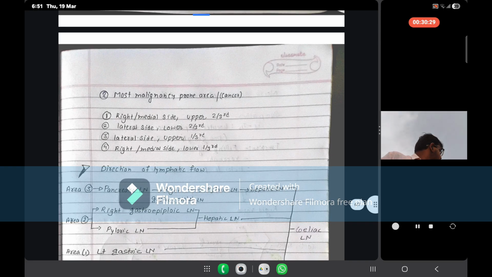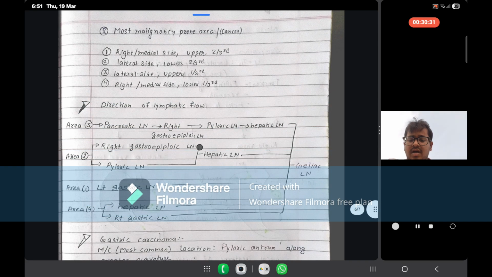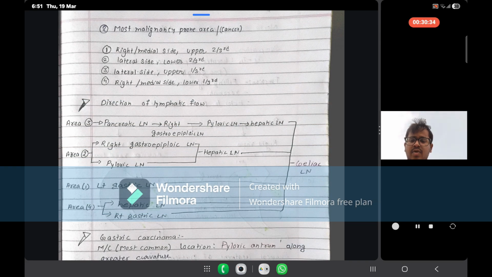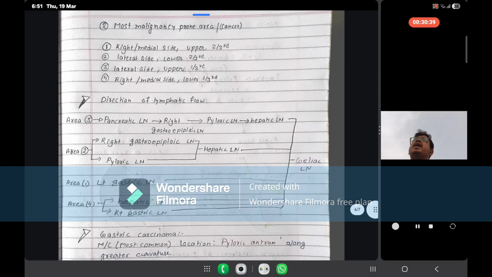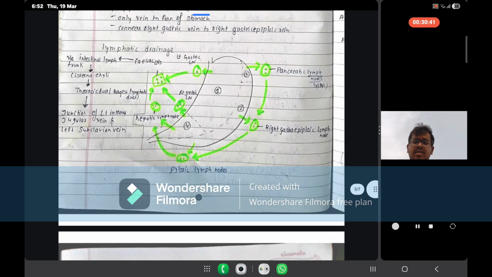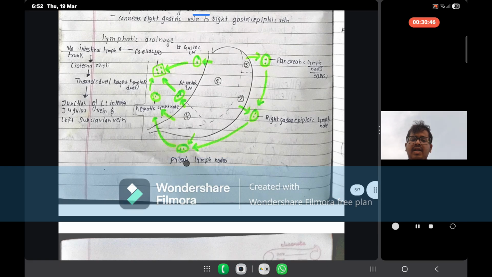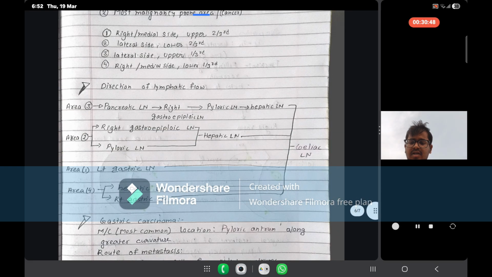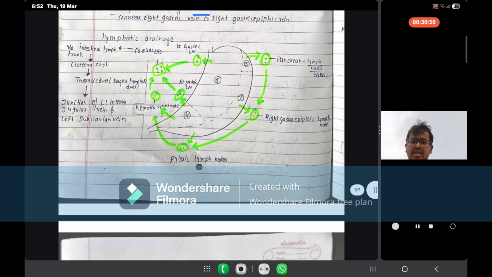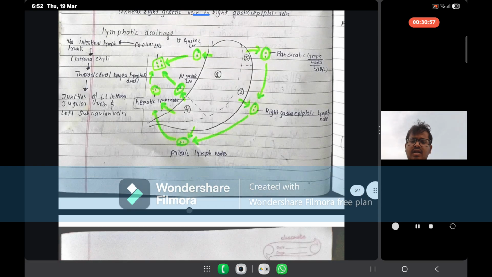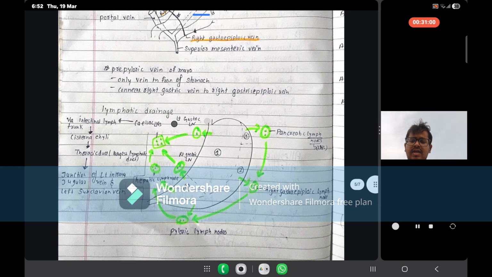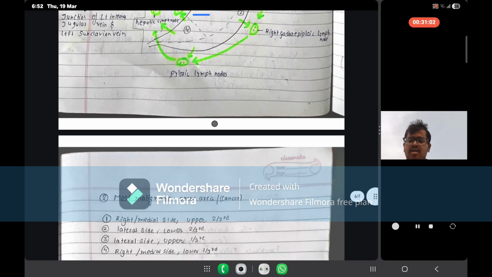You understand? From the second area, the right gastroepiploic, we have seen that there are two: the right gastroepiploic lymph node and the pyloric lymph node, then it moves to the hepatic lymph node. Understand? And third is the left gastric lymph node. It drains to the celiac lymph node. Where does it drain? The left gastric lymph node drains to the celiac lymph node.